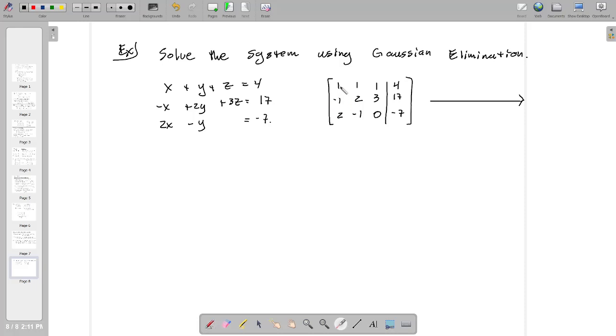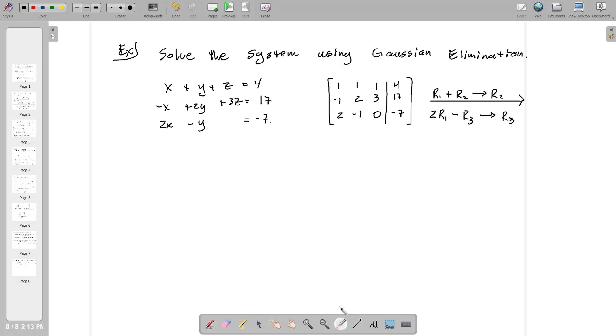So what I'm going to do is I'm going to take row 1 and add it to row 2, and replace row 2. So row 1 plus row 2, and we replace row 2. I also want to get rid of row 3 and replace it with something with a 0 here. So what I'm going to do is take 2 times row 1 and subtract row 3 and replace row 3. So it's going to be 2 row 1 minus row 3, replace row 3.